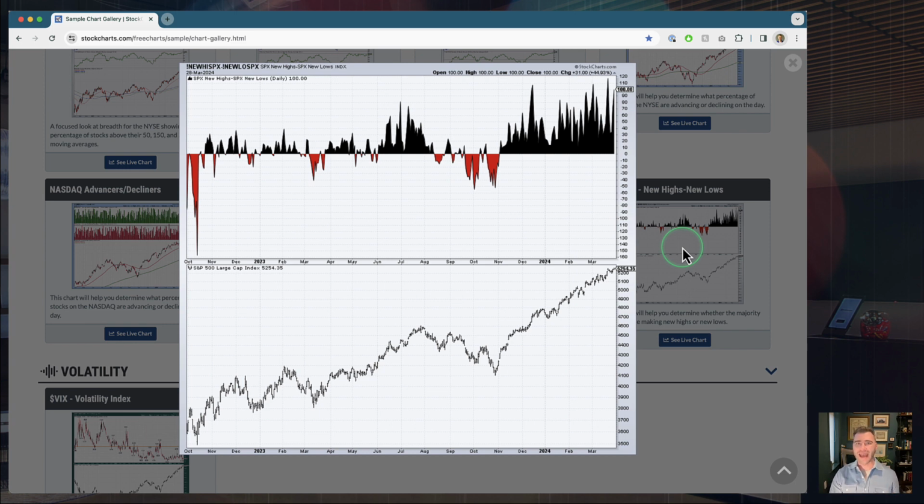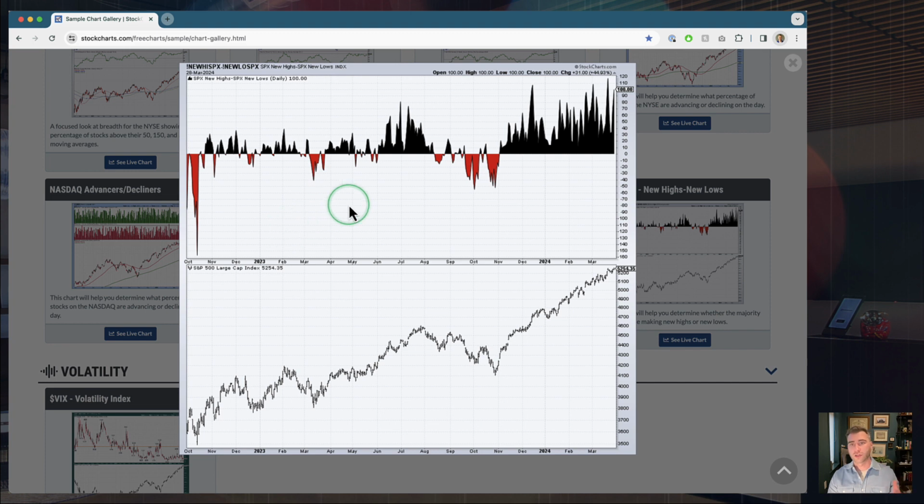Now, when times are bad, like in 2022, you're going to see a lot of red on these charts. You're going to see big red negative numbers. That means that there are more stocks making new lows than stocks making new highs. We're seeing stocks overwhelmingly decline instead of advance.